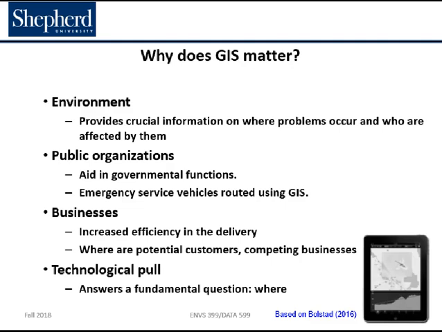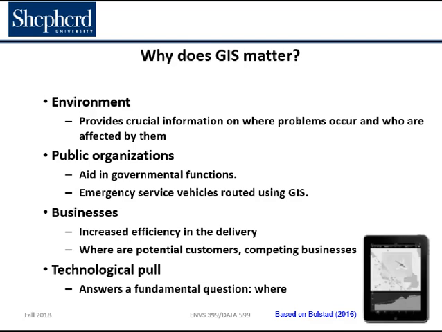Public organizations have adopted GIS because of legislative mandates and because GIS aid in governmental functions. For example, emergency service vehicles are regularly dispatched and routed using a GIS. Many businesses have adopted GIS because they provide increased efficiency in the delivery of goods and services.